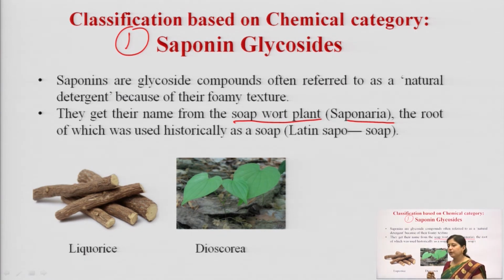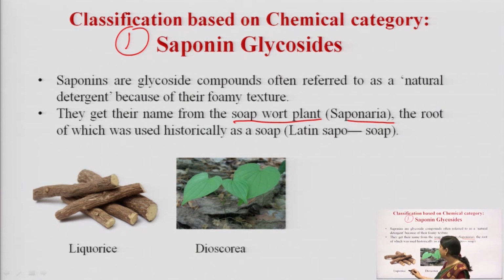this root was used as a soap by the people in the ancient times. That is why it was producing the froth, and after that a cleansing action was seen, because of which it was generally used as a soap material. Okay. So, this drug was the first one which was categorized as a saponin. In today's time, these saponins are further classified into two types.